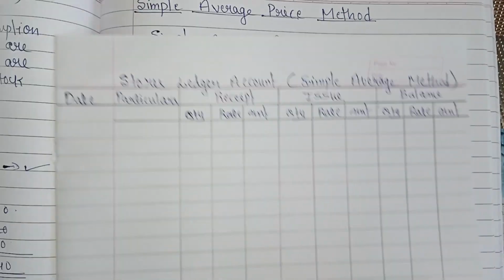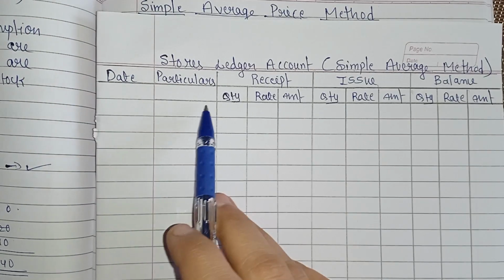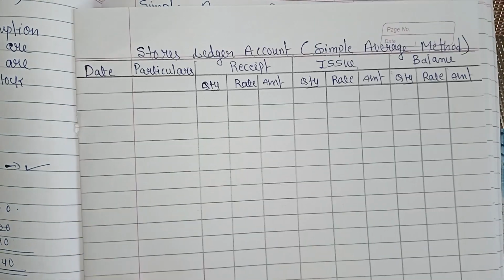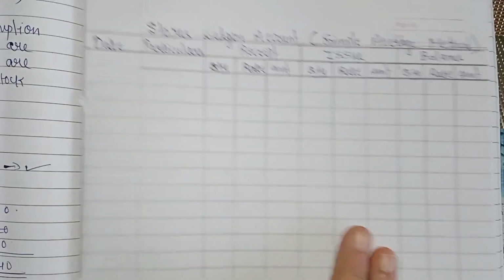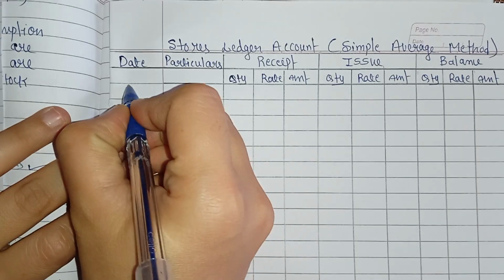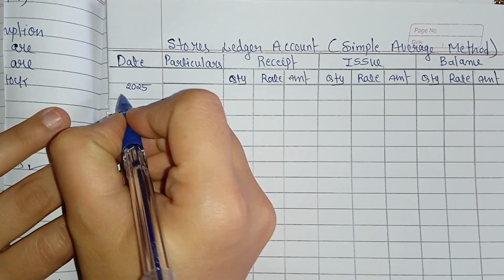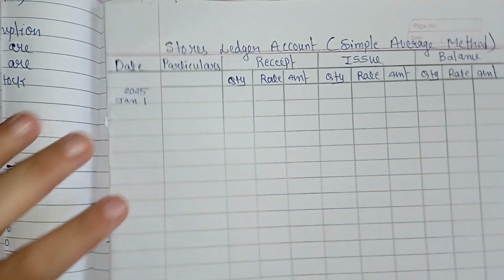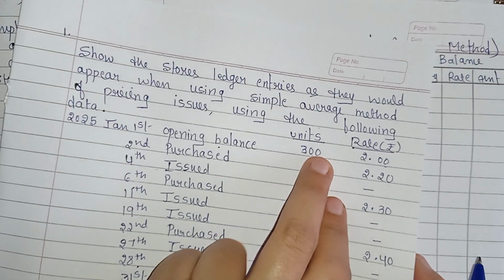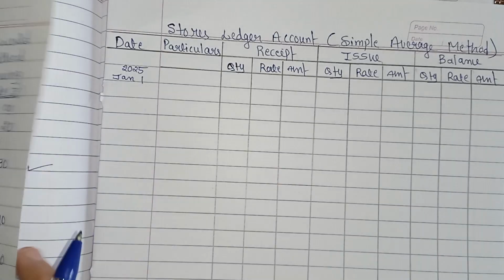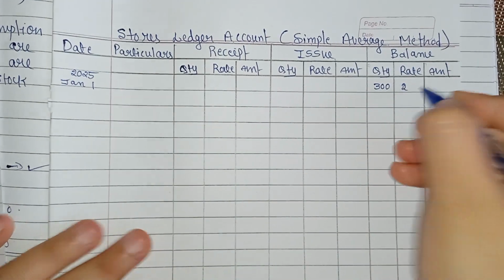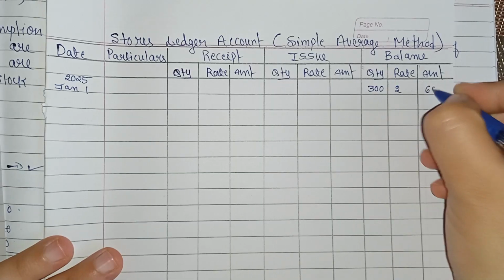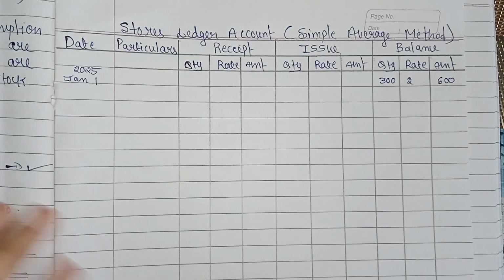See, here in this simple average method I have taken one extra column for particulars, so that you can understand the problem clearly. So first write down the opening balance on Jan 1st, 2025: opening balance 300 units at the rate of rupees 2. Where will you write? In the balance column. 300 at the rate of rupees 2. It means 300 into 2, that amounts to rupees 600. Clear?